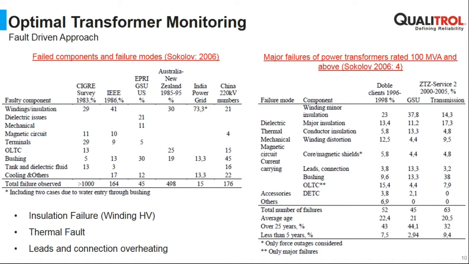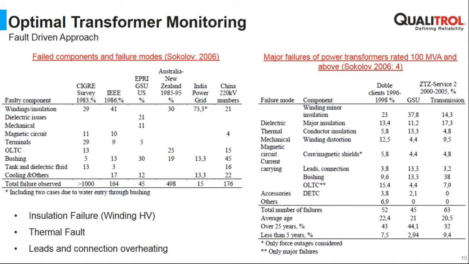What we did is we looked into the data from multiple sources: CIGRE, IEEE, and EPRI sources. We also looked into regional statistics like Australia, New Zealand, Power Grid in India, and similarly Power Grid in China. So we identified the typical fault types or fault conditions a transformer can have. Based on these fault conditions, the next step was to identify the key parameters that will be responsible to detect that fault.